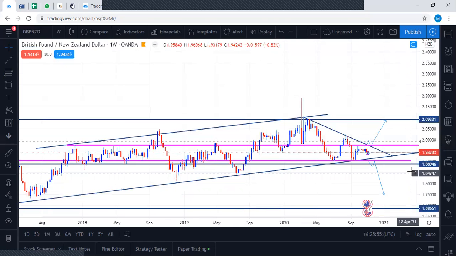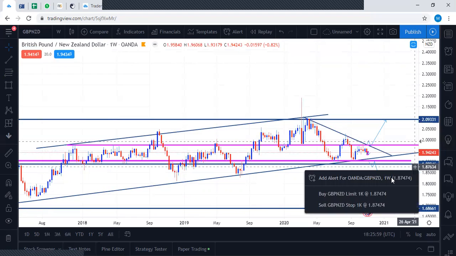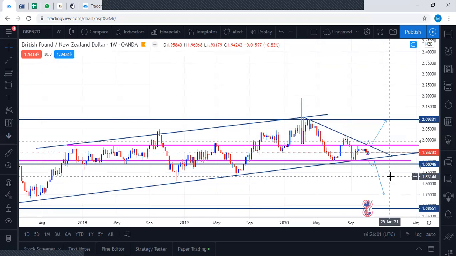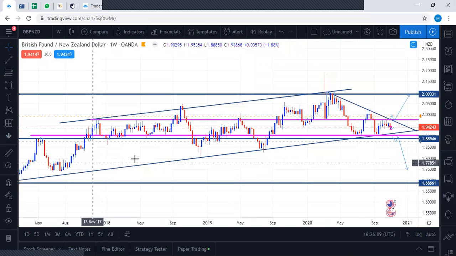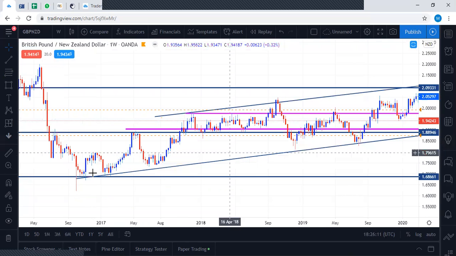I'm putting my alert on just in case, but this will take forever to trigger. So it's days and days and days, with weeks. As you can see here, price has been in an ascending channel, expected for a long time since 2017.